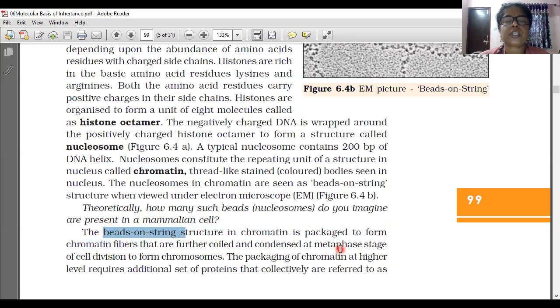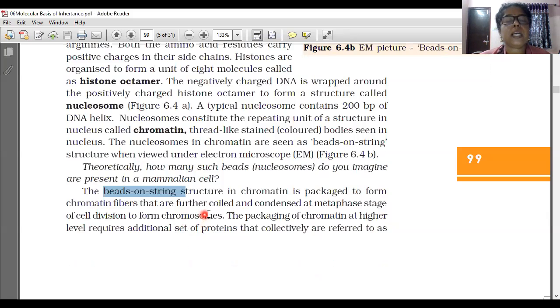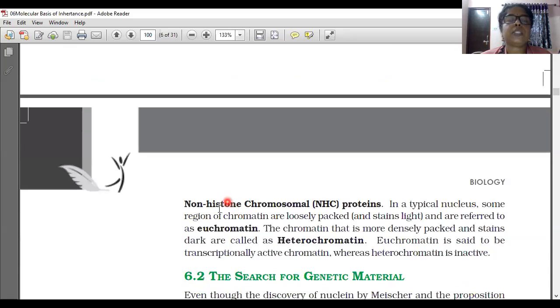The beads on string structure in chromatin is packaged to form chromatin fibers that are further coiled and condensed at the metaphase stage of cell division to form chromosome. Condensed means short in size. The packaging of chromatin at a higher level requires an additional set of proteins that collectively are referred to as non-histone chromosomal proteins.